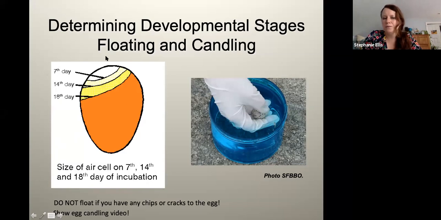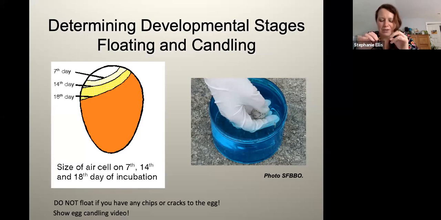There's also a flotation method where you can put eggs in distilled water. And you might think, oh my God, put an egg in water, isn't it going to drown? Well, remember I was saying that it's that calcium and fibrous microstructure.